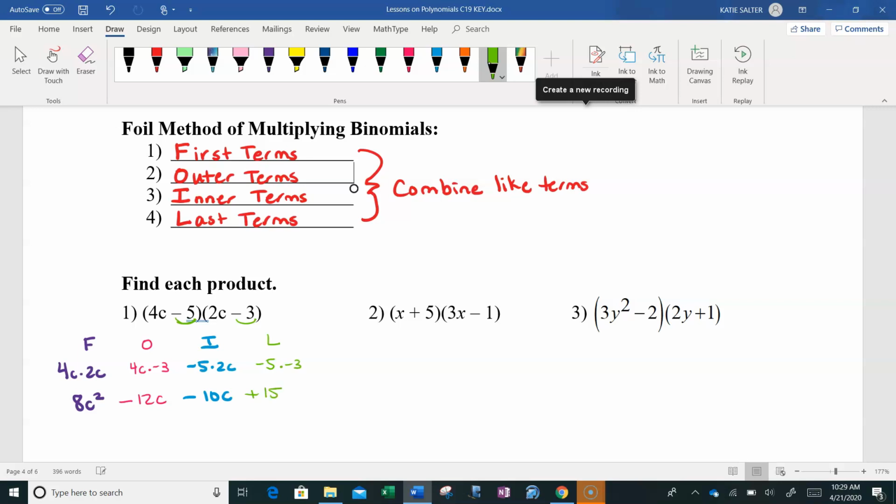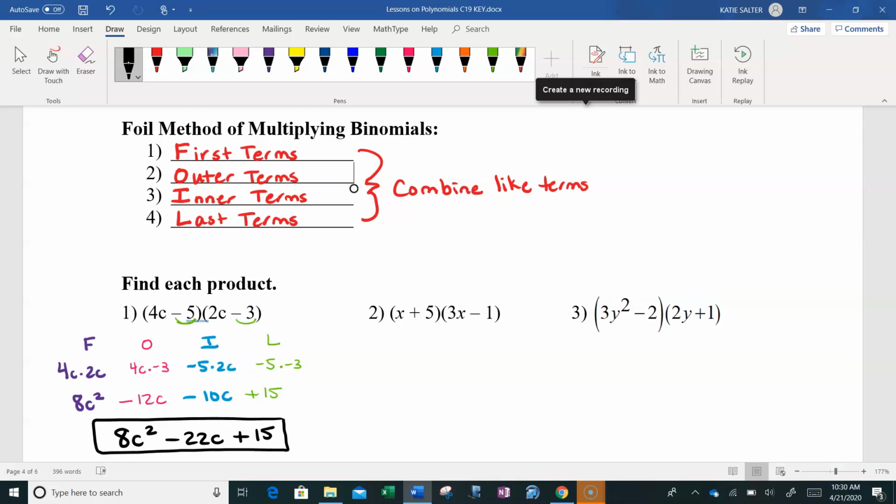And then just like the box method and the distributive method, once you've done all that, you would then combine like terms. And in this case, I do have like terms right here in the middle. So our final answer would be 8c squared, negative 12 and negative 10 is negative 22c plus 15. And that would be our final product.